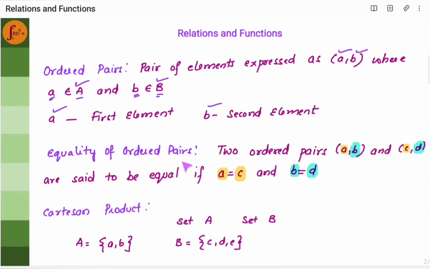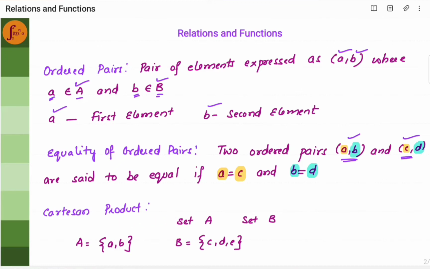What is equality of ordered pairs? Equality of ordered pairs means, suppose we have two ordered pairs, (a, b) and (c, d). We can say that this pair and this pair are equal only if a is equal to c and b is equal to d. Only then we say that these two pairs are equal.